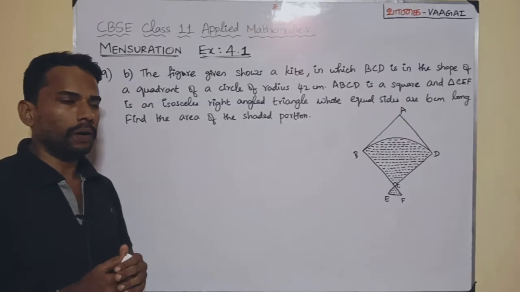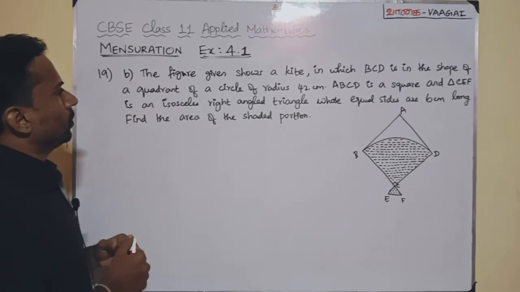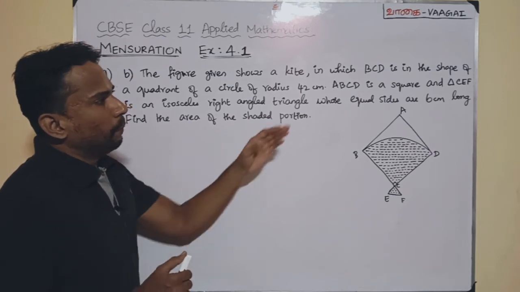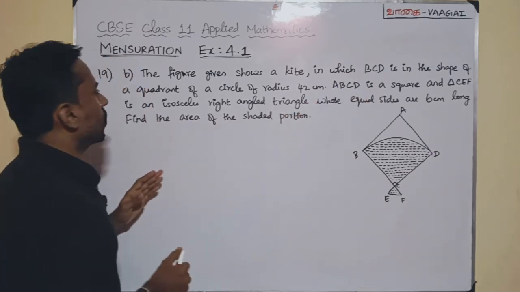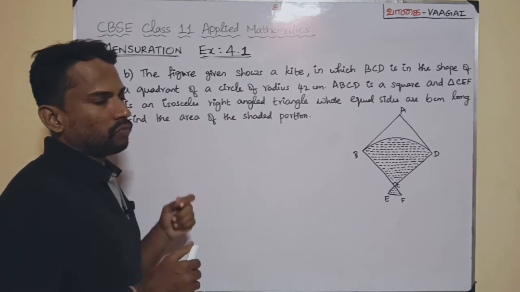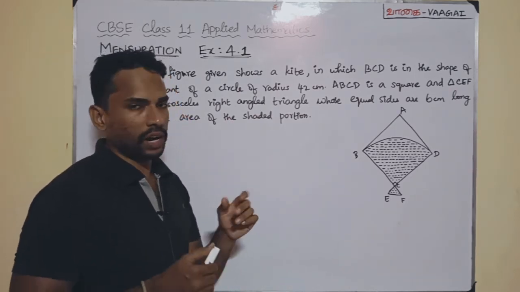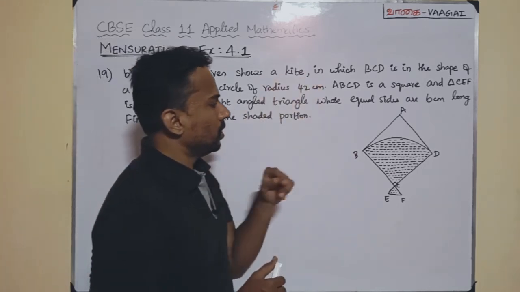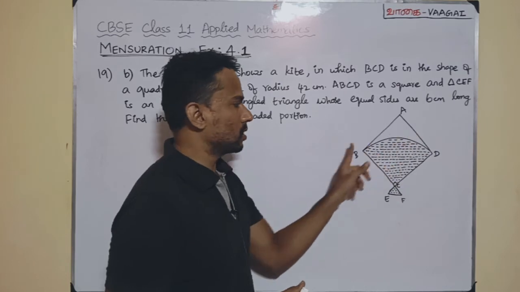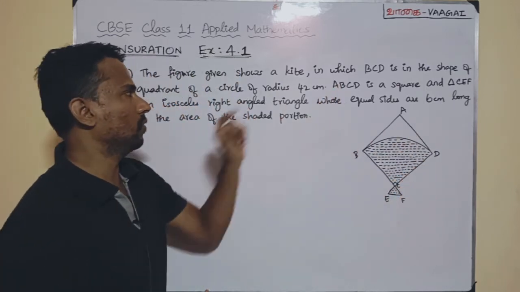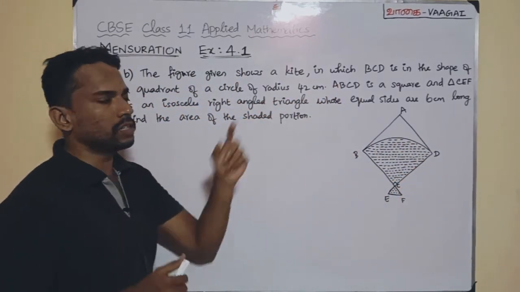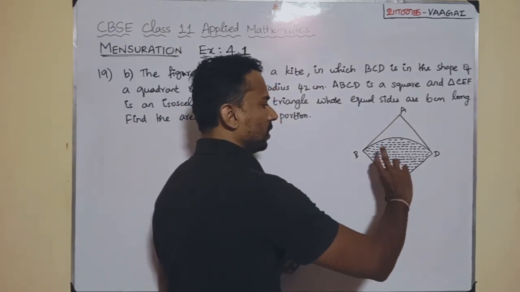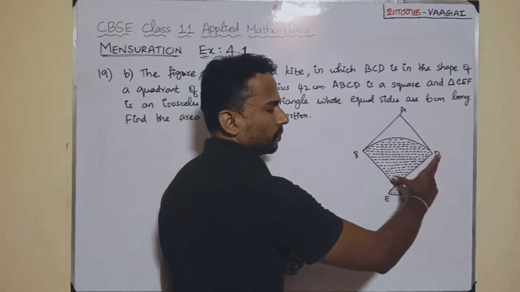Now we have question number 19, subdivision B. The figure given shows a kite in which BCD is in the shape of a quadrant of a circle of radius 42. So you can see the figure of a kite here. And also it is given that BCD is actually in the form of a quadrant of a circle whose radius is 42 centimeter. So that means what we can understand here is by keeping C as center, they have made this arc BD. That's what we have to understand.